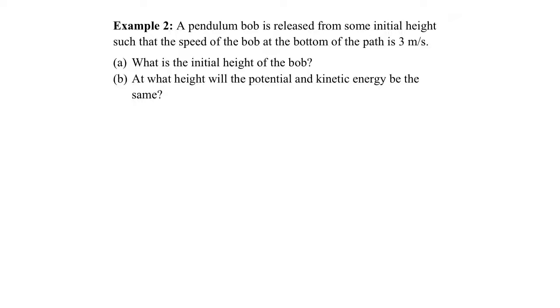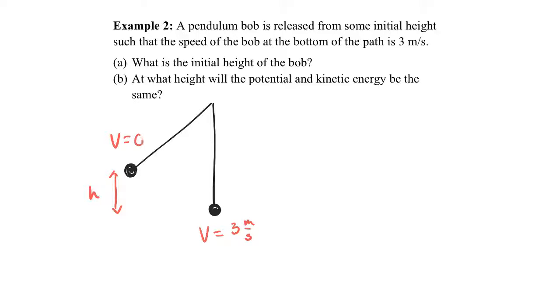So let's take a look at this example. It's released from some initial height, and we're talking about it at the end, meaning at the bottom of the path. It's released from some initial height such that the speed at the bottom of the path, so the velocity at this instant, is 3 meters per second. The height at this instant is some value h. The velocity to start is 0.